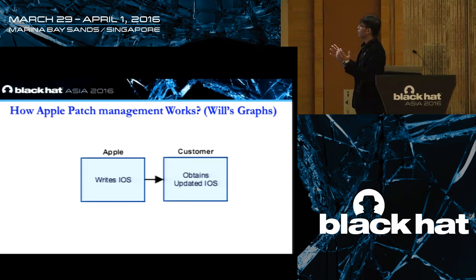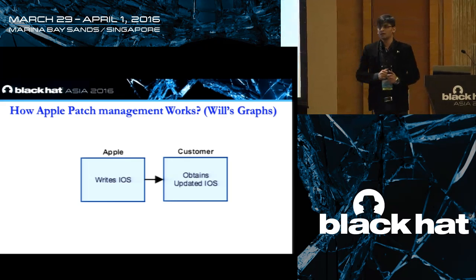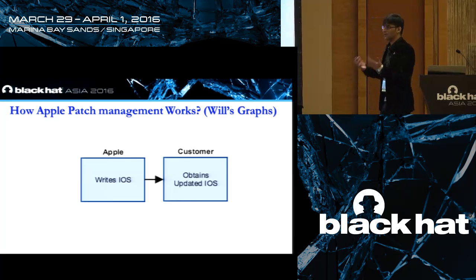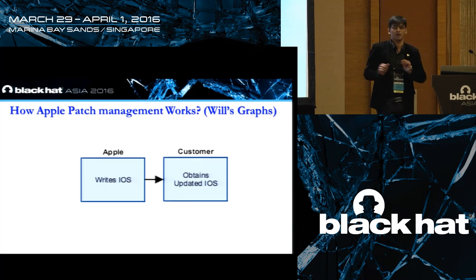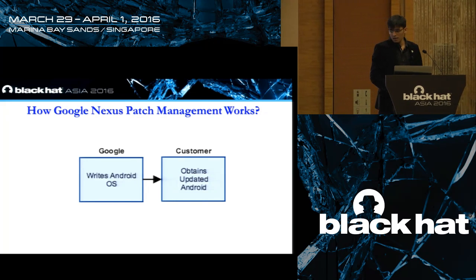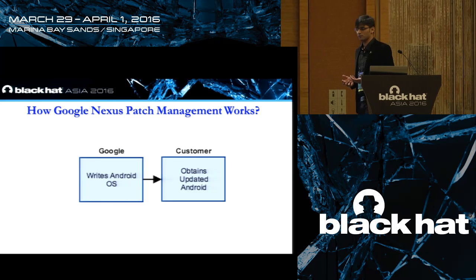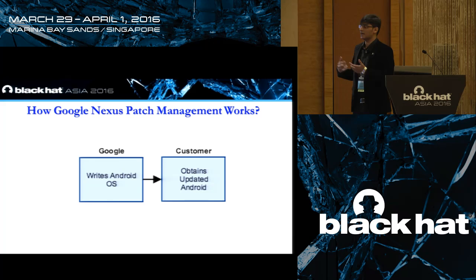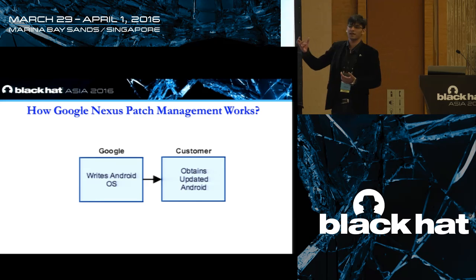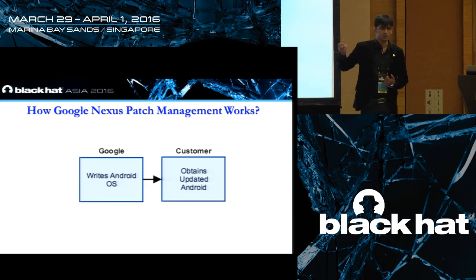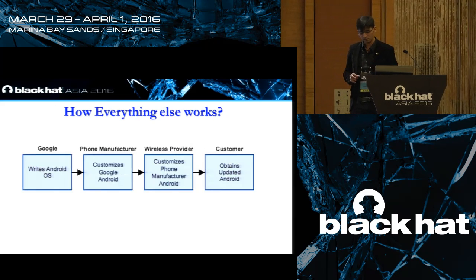So how does patch management work in the case of Apple? Apple writes iOS and directly ships it to its customers via over-the-air updates. How does Google Nexus patch management work? It is the same. Google writes the Android OS, and then users can either go to the Google website and obtain the factory image, or they can wait for the over-the-air update.